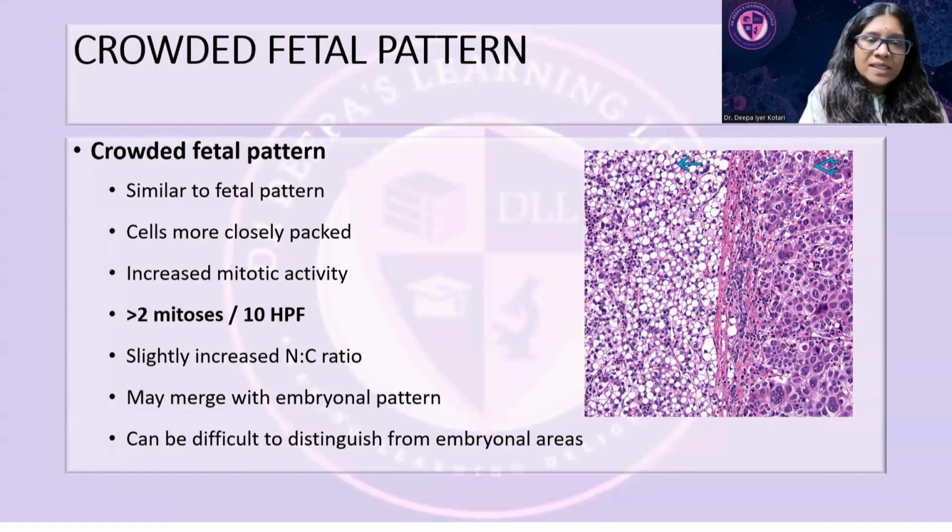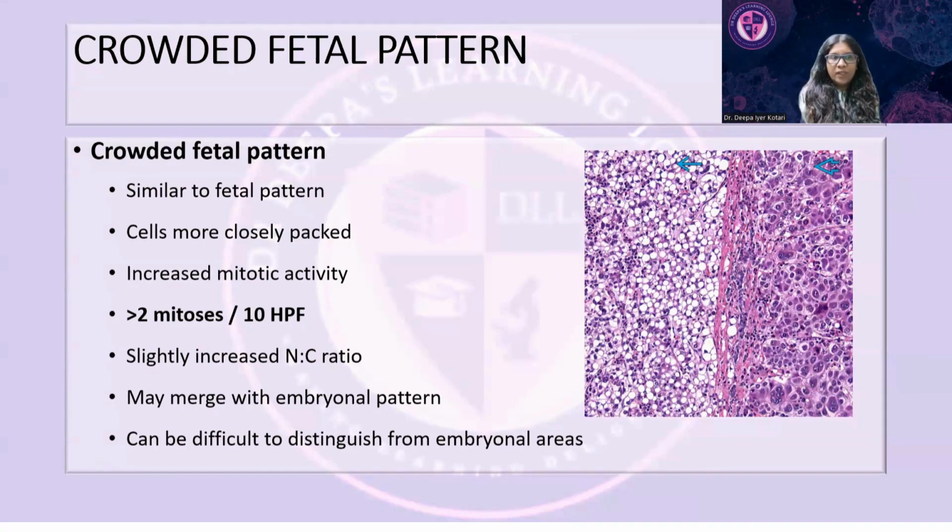There also is a slight increase in the nuclear cytoplasmic ratio. If you see, the cells are looking slightly larger and the nuclear cytoplasmic ratio is more, and the nuclei appear slightly larger than the counterpart on the left, isn't it? The practical difficulty is that the crowded fetal areas can merge into the embryonal areas. So the distinction may sometimes be very challenging. This is one of the reasons why hepatoblastoma should be assessed along multiple sections, and multiple sections should be taken before you tell which type of material is there in what ratio. So that has a practical relevance, and that is the reason why you have to know this type of pattern as well.